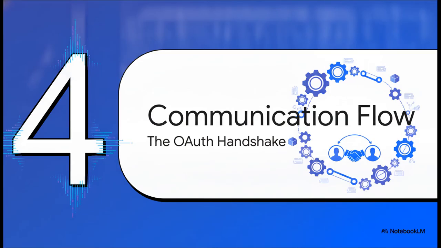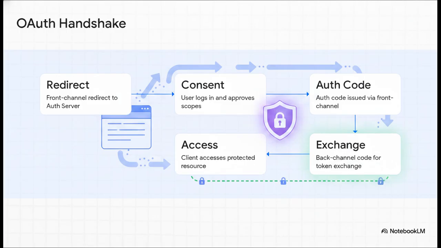Okay, Section 4, Communication Flow and the OAuth Handshake. So, how do these 4 roles actually talk to each other securely during the OAuth communication flow? Well, first, the client redirects you through your browser, which we call the front channel, to the Authorization Server. You log in and you click Approve. But here is the absolute genius part.